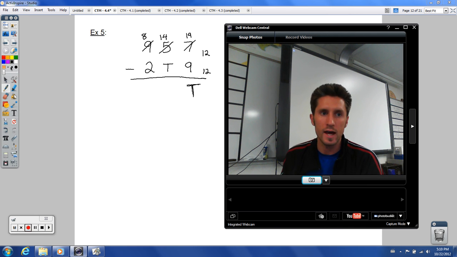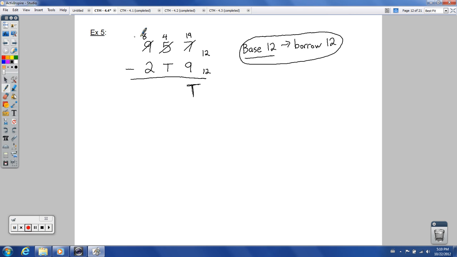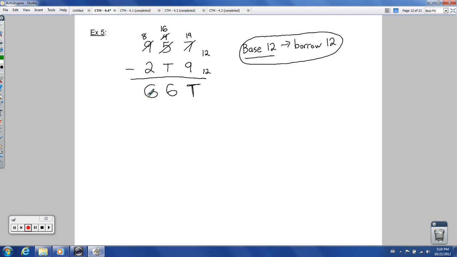So I had a 4 there. Let me undo that last step. And what should I be adding? So this was a 4. I should be adding a 12 to the 4. So this 4 is going to become 16 instead. What's 16 minus 10? 16 minus 10 is 6. Okay, so this column is taken care of. 8 minus 2, that is 6 as well. No need to borrow on that one, so this would be my final answer. 6T in base 12. Could you check this? Absolutely.